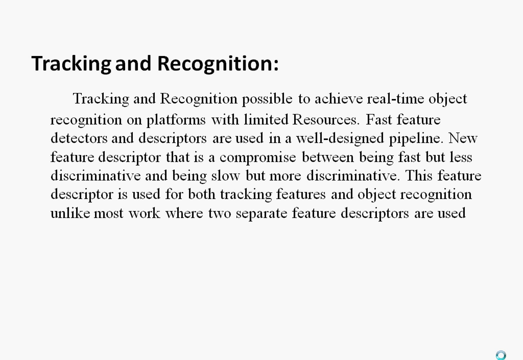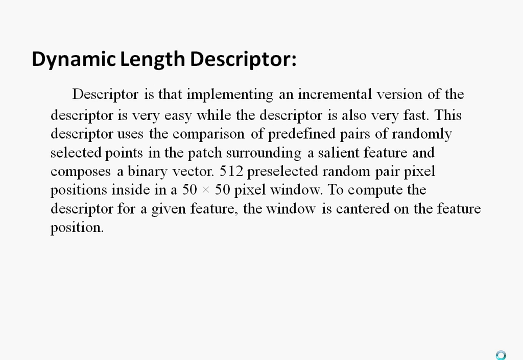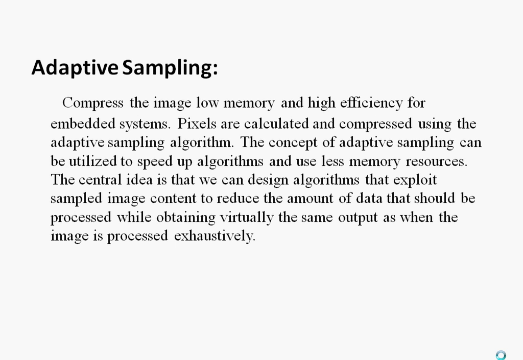Tracking and recognition. Tracking and recognition means to achieve real-time object recognition on platforms with limited resources. This feature descriptor is used for both tracking features and object recognition, unlike most work where two separate feature descriptors are used. Dynamic length descriptor: implementing an incremental version of the descriptor is very easy while the descriptor is also very fast.